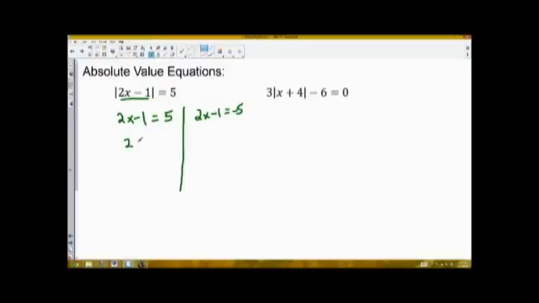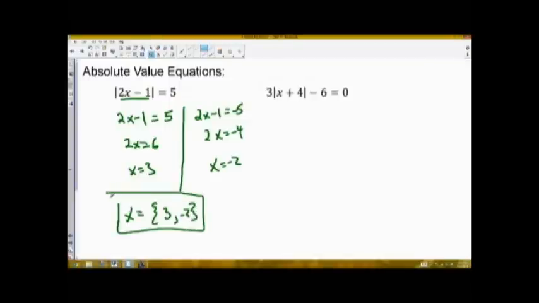When I solve this, I get 2x equals 6, which means that x is 3, or 2x equals negative 4, which would mean that x is negative 2. So I get two possible solutions. The last thing I need to do is check both of these, just like with the radical equations. When I plug in 3, 2 times 3 is 6, minus 1 is 5. So I get this. And negative 2, 2 times negative 2 is negative 4, minus 1 is negative 5, and the absolute value of negative 5 is 5. So both of these solutions work, and I get a solution set of 3 and negative 2 for x.